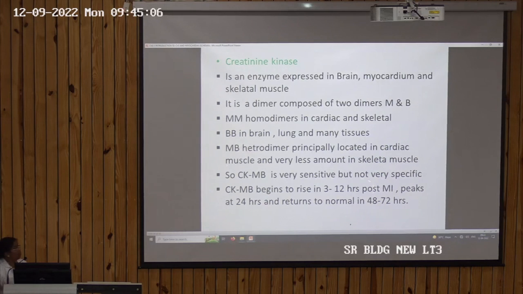And it begins to rise in 3 to 12 hours. That is the earliest rising. Very soon it rises and it peaks at 24 hours and becomes normal in 48 to 72 hours. So if you have to see whether the MI is acute, we'll first of all do the CKMB.